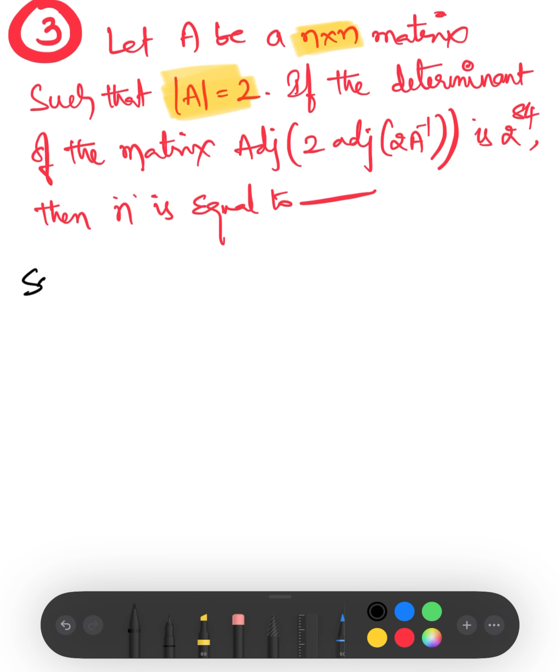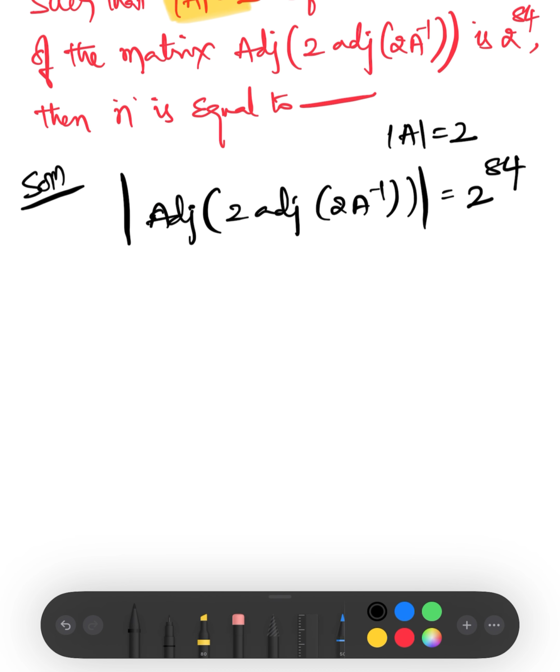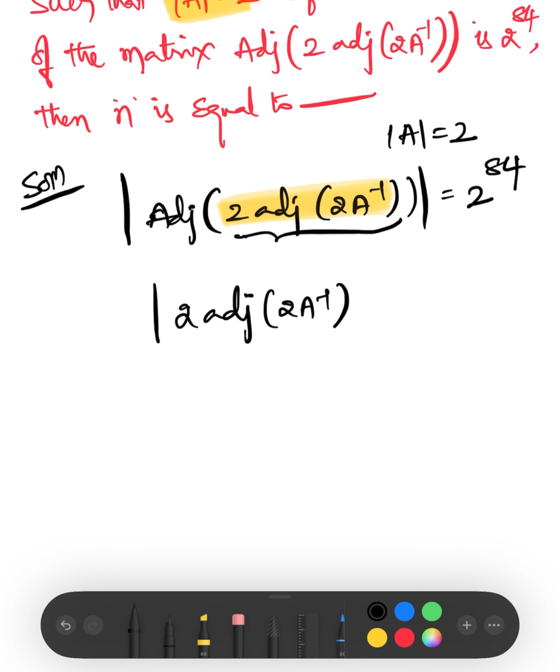Okay, fine. Now coming to the solution. So what is given? They have given det A equal to 2 and the det of adjoint of 2 times adjoint of 2A inverse equals 2 power 84, right? Now we know that determinant of adjoint A is det A whole power n minus 1. See here, what is A? This is nothing but A. So determinant of adjoint of 2 adjoint 2A inverse, whole power det A whole power n minus 1. Because we don't know what n is, I wrote n minus 1 directly. That is equal to 2 power 84.